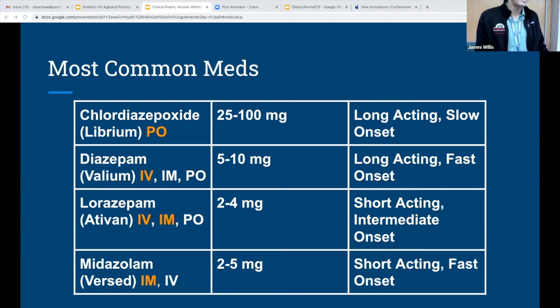There's your Ativan, which is used more often here. You can do IV, IM, 2 to 4 milligrams. It's short acting, intermediate onset, and it's your go-to for patients that have advanced cirrhosis or acute alcoholic hepatitis. And then there's your Versed IM, 2 to 5 milligrams. This is kind of your go-to option if the patient's having a seizure or in DTs and they don't already have a line, and you need to get at least a little bit of sedation to try to put in that line.